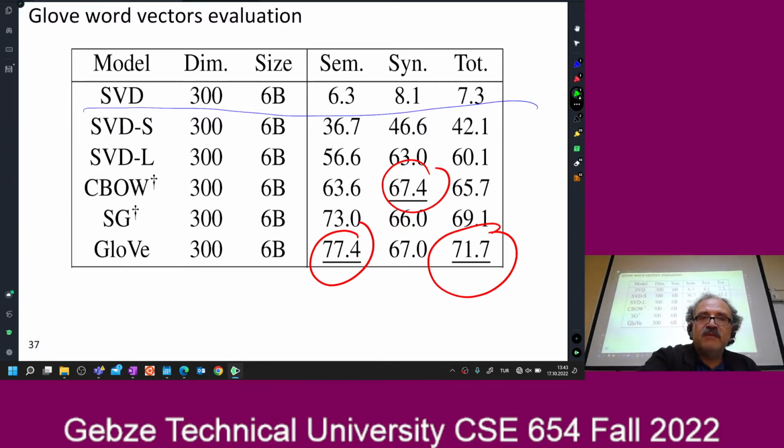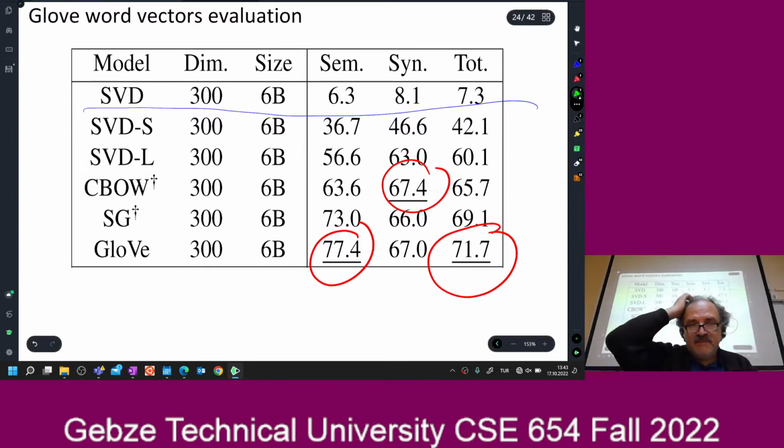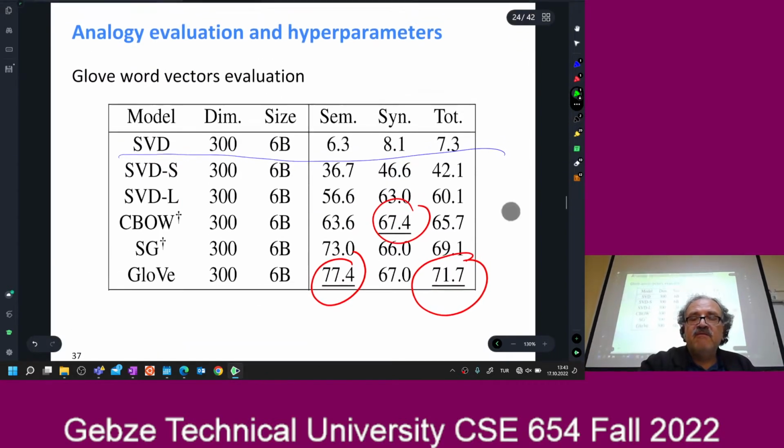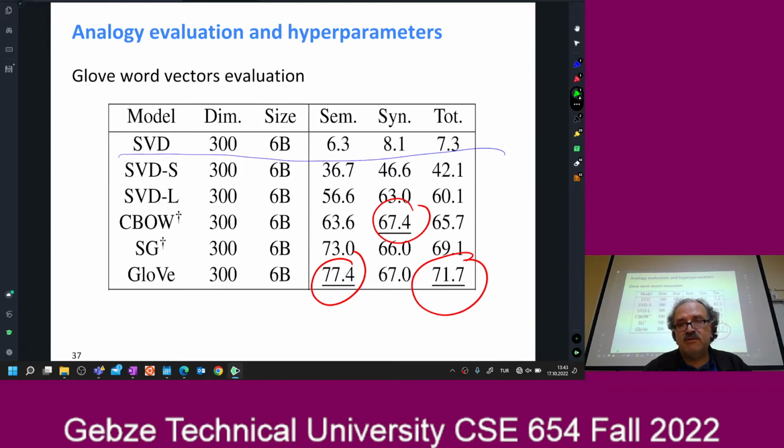These are old methods based on singular value decomposition, but continuous bag of words and skip-grams are the ones that we have learned for word2vec. GloVe is doing a little bit better than those. There are other methods that do much better than GloVe nowadays. So this is one way of evaluating our results.